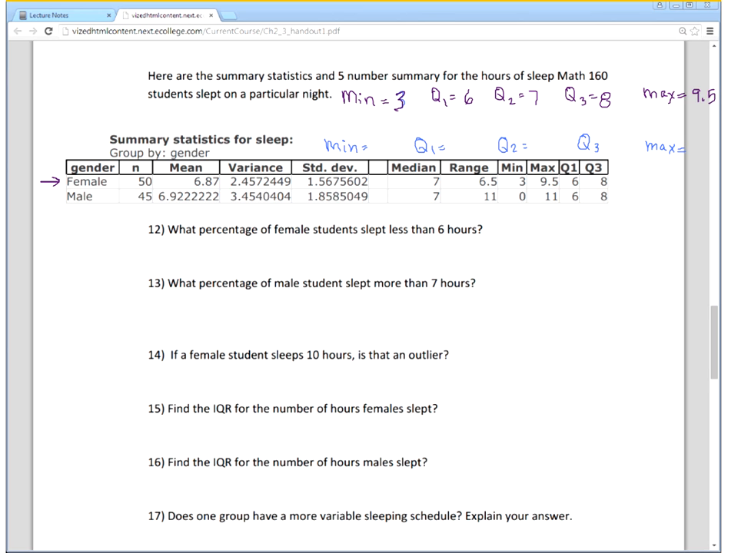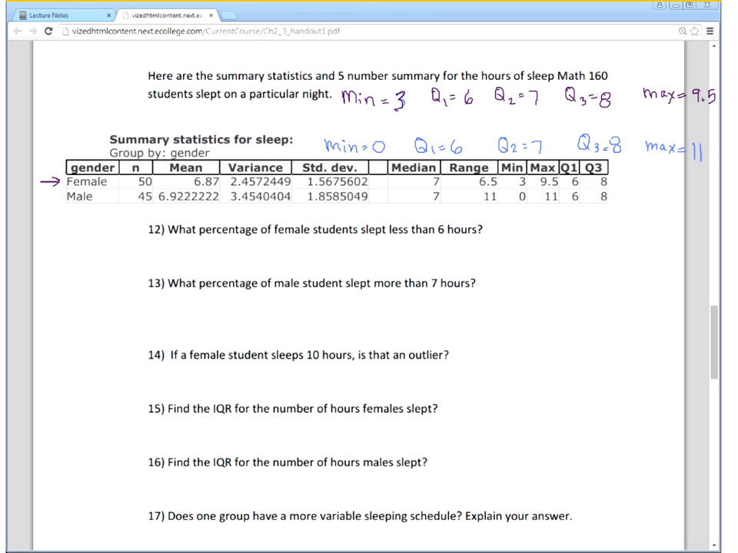All right, so down here for the minimum, for males, we have 0. Q1 was 6. Q2 is the median, and that's 7. Q3 is 8. And then the maximum is 11.